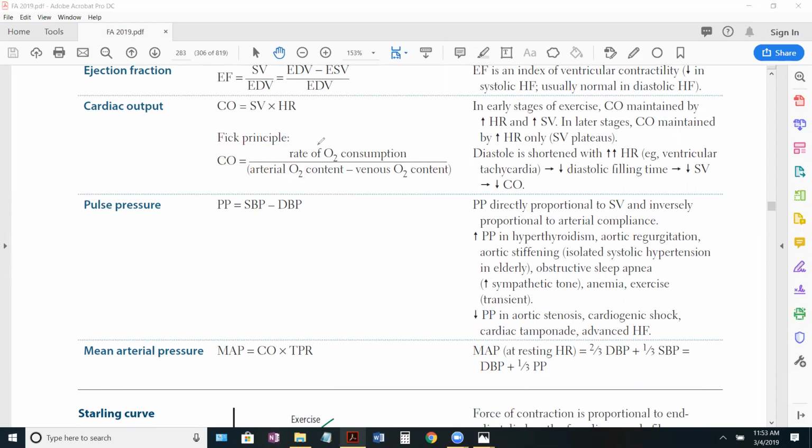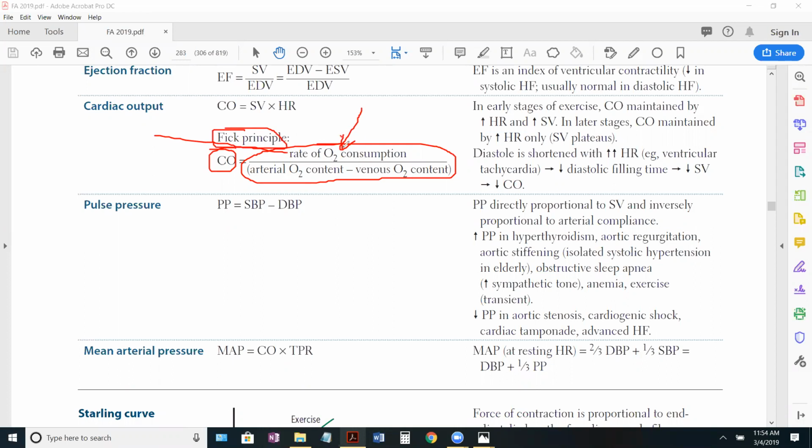And there is one question in UWorld, and if you memorize this equation, you can easily answer that question. In that question, UWorld is trying to ask which three parameters you need to calculate the cardiac output according to the Fick principle.